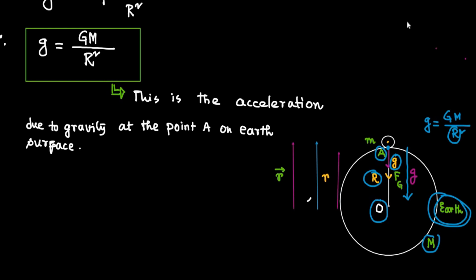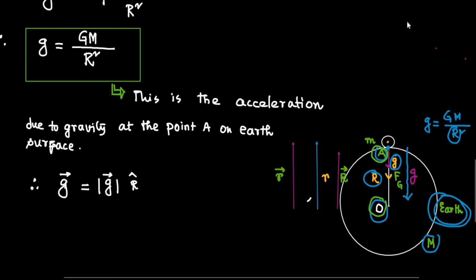And radius vector of Earth, vector R, acts radially outwards from O to A. Therefore, vector g equals minus mod vector g, that is mod vector small g, r cap, and that should be minus r cap.